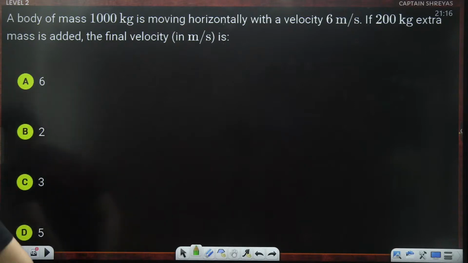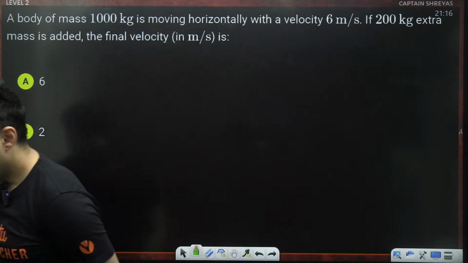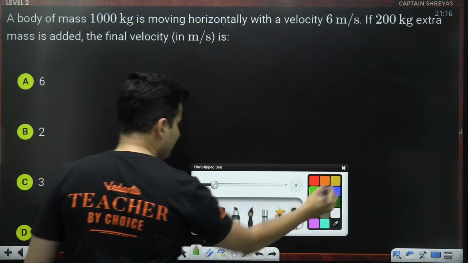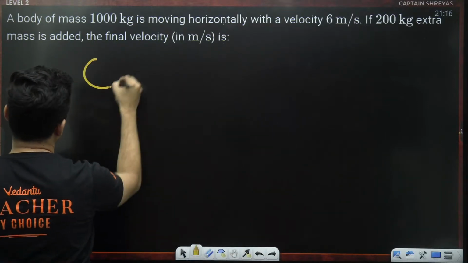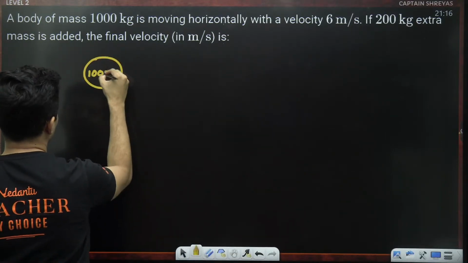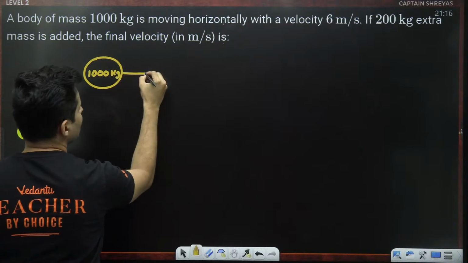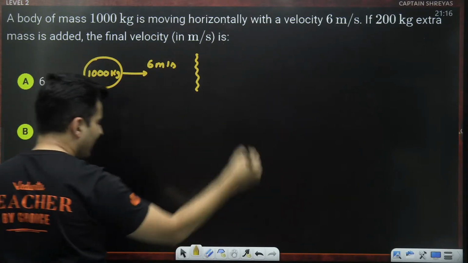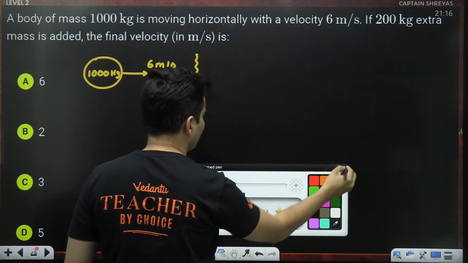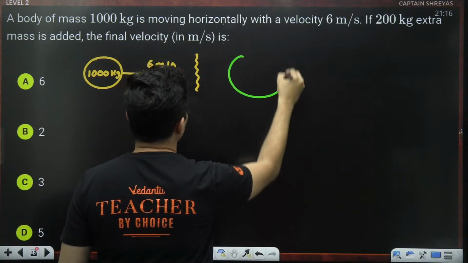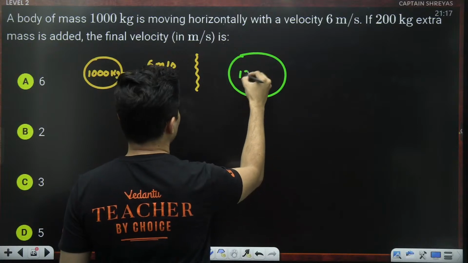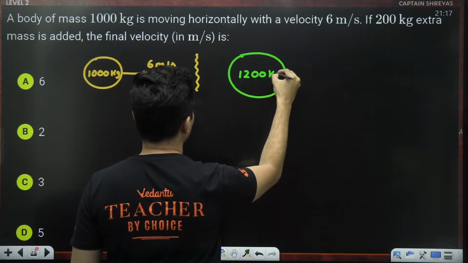Okay. So what do you do in this particular question? See, the mass was 1000 kg, already moving with a speed of 6 meters per second. You are adding something to it. How much extra mass? 200 kg. That means it becomes 1200 kg.